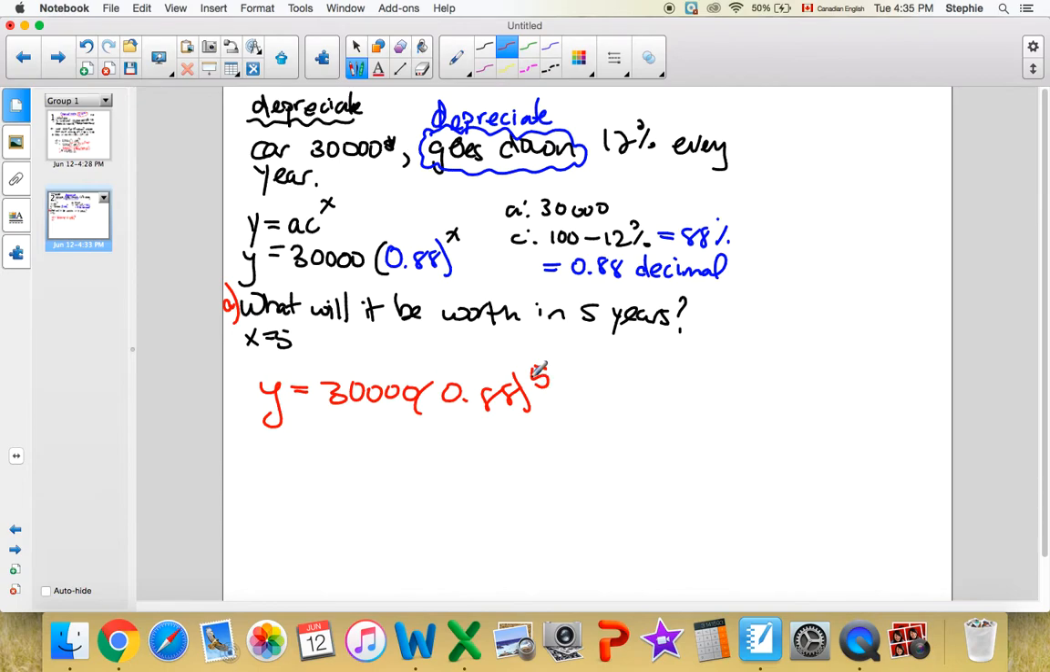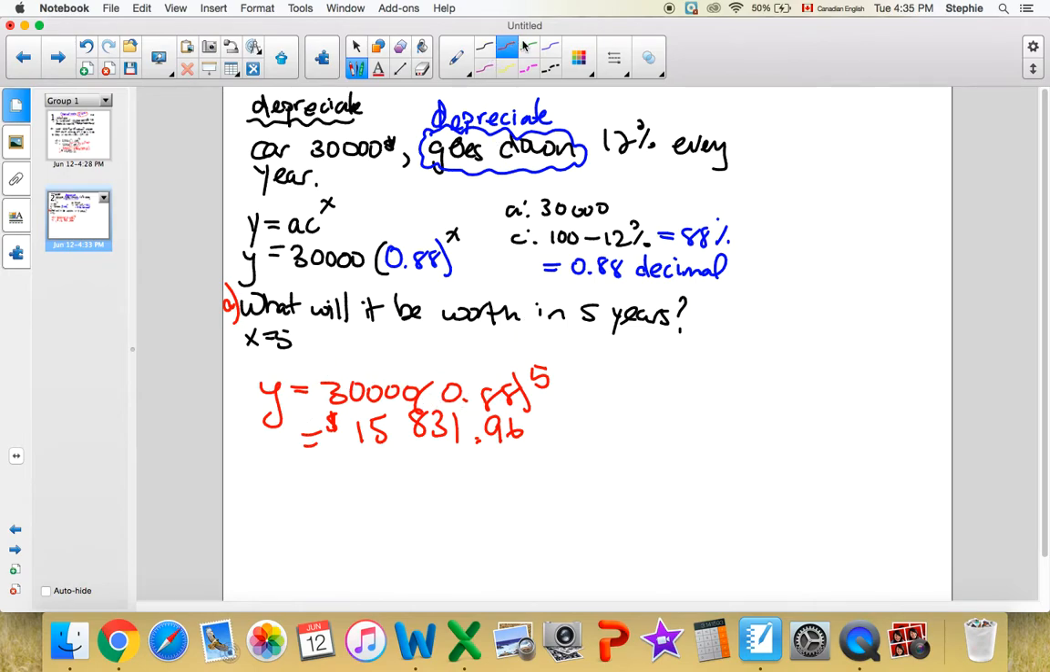So I'm going to take out my calculator. I'm going to do 0.88 first, 0.88 to the power of 5. I keep that in my calculator and then I times that by 30,000. So basically my answer is 15,831.96. I suggest you also do this on your calculator because if you're not getting this number, you're doing something wrong. So basically in 5 years, your car is worth half the price almost of what you bought it.